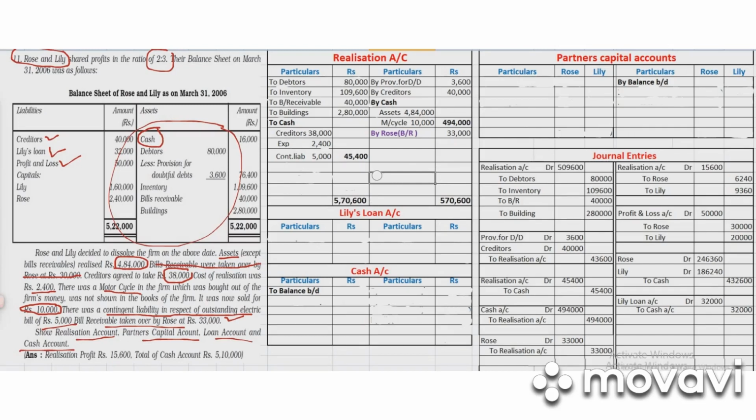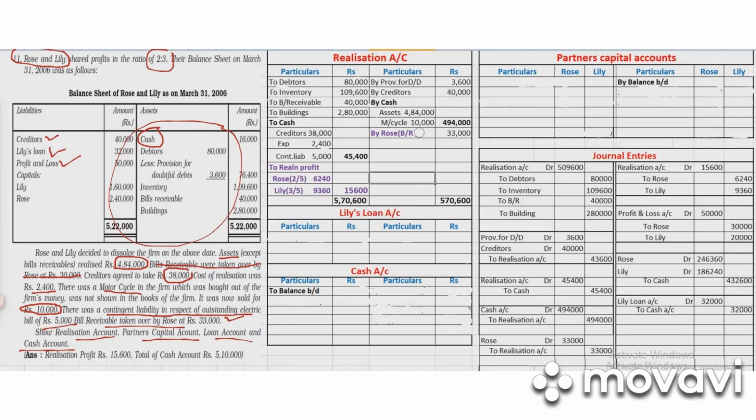Then take out the balance here. Of course, the credit side is more, so it will be written on the debit side. It will be a profit, and the profit is coming as 15,600. You take the balance, you will be getting the profit 15,600, dear students. Now this 15,600 belongs to Ross and Lily, so it has to be divided in the 2:3 ratio. So when you divide, you will get the realization profit. Ross is getting 6,240 and Lily is getting 9,360, which will be transferred to their capital accounts, dear students. Here the realization account is over.